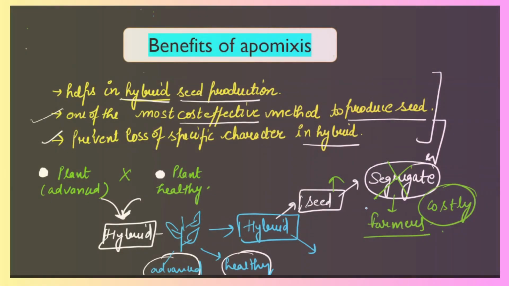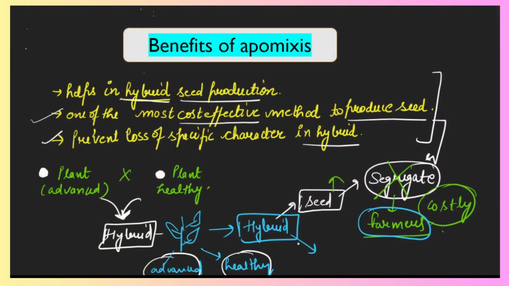So for this loss of the farmers, the scientists use the apomixis process for these seeds, and they conserve these seeds for several years for their use. Okay, so the apomixis helps in the hybrid seed production, and it prevents the loss of the specific character in a hybrid. So these all are the benefits of the apomixis.